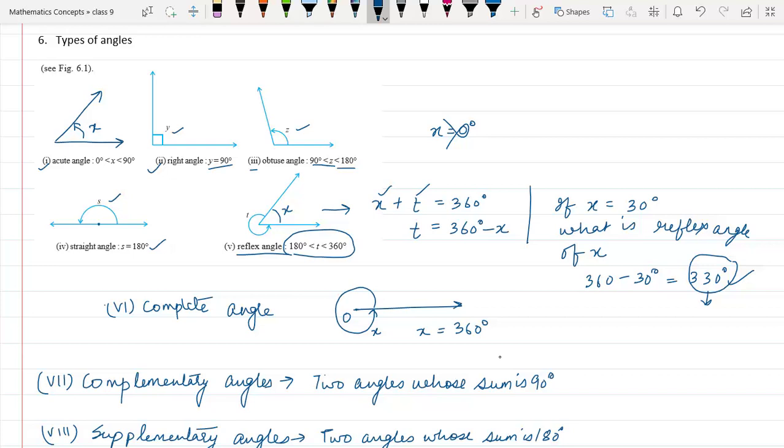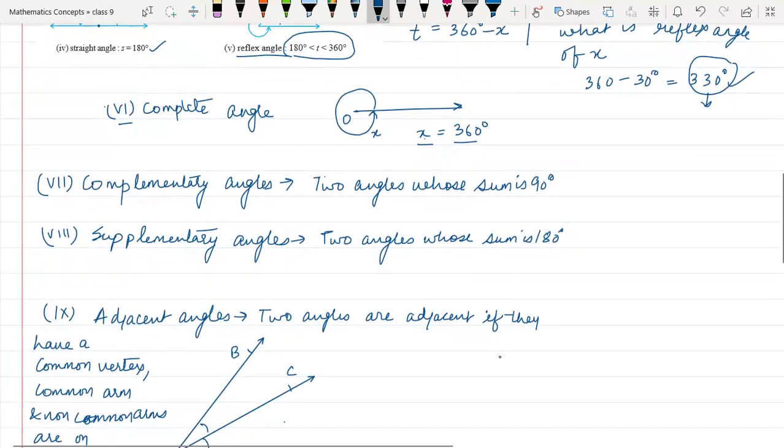Okay, now after this fifth part we have sixth part, a complete angle. Complete angle is two rays, one over above, one over other, like this only. So if you start like this and you keep on moving and end at the ray again, then you have traveled how much angle? 360 degree angle. So this x equal to 360 degree is a complete angle.